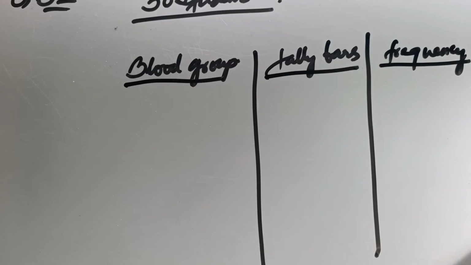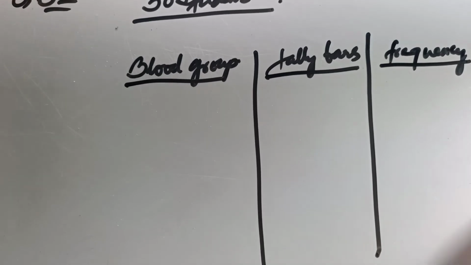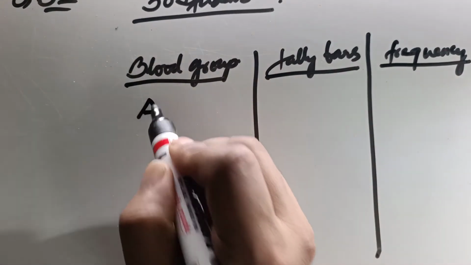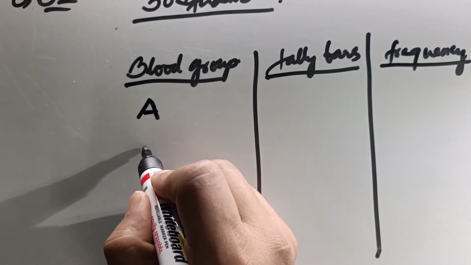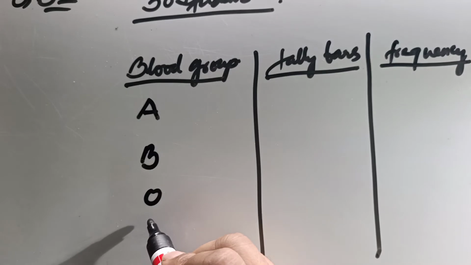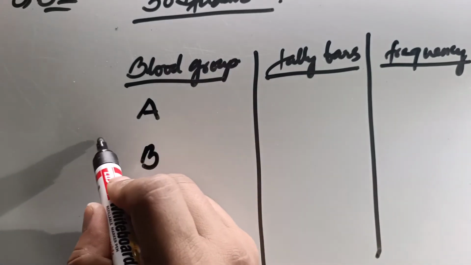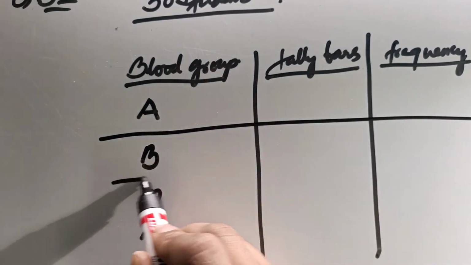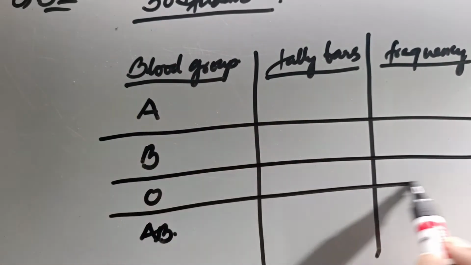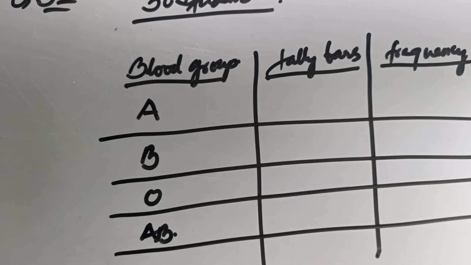Now you have A, B, O, and AB. So there are 4 blood groups. The first blood group is A, then you have B, then O, and then AB. So these are the 4 blood groups that you have got. So what will you do? It's very simple. Now we start cutting.